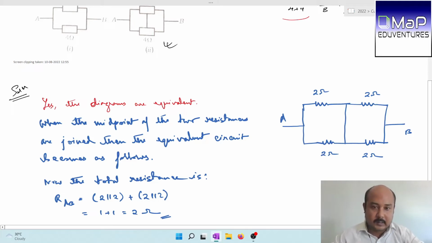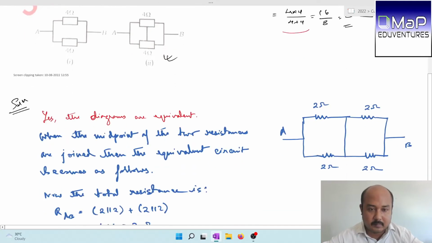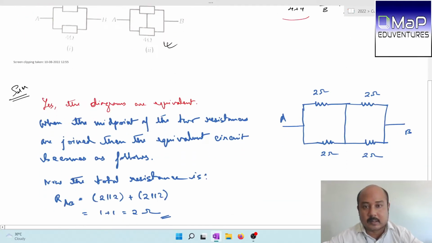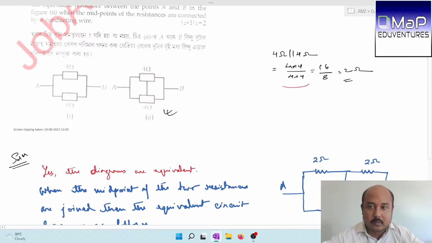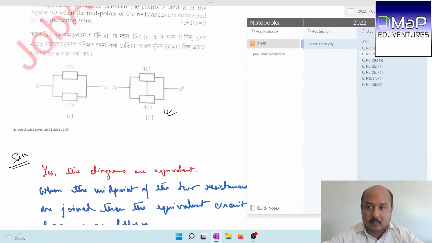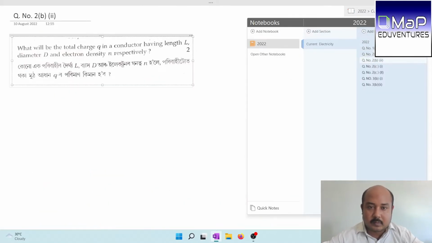So we see that the equivalent resistance in both the cases is the same. So on the basis of my circuit diagrams, they are equivalent. Okay, so next we move to question number 2b, second option 2b2.